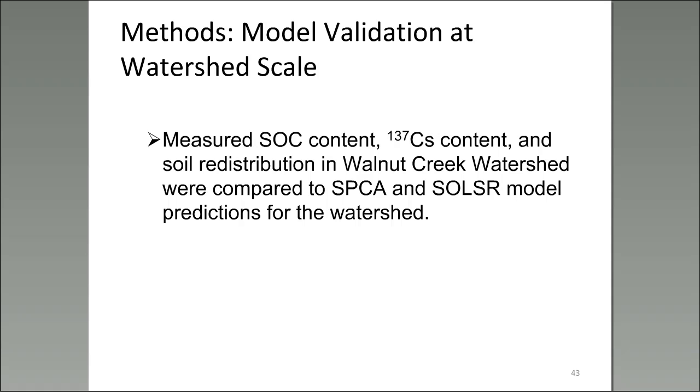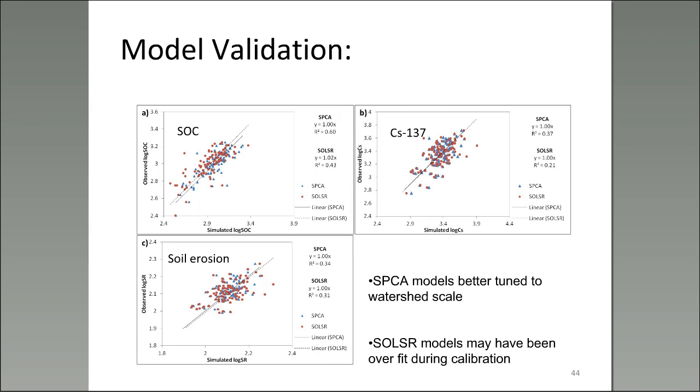Okay, so now we have the models that were developed from field scale, so we're going to see how they work at the watershed scale. So we have our validation data at the watershed scale, so we can look at how these field scale calibrated models work at a larger setting. So we're comparing the principal component model with the ordinary least square regression model. And we see the principal component models perform better than the ordinary least square model.